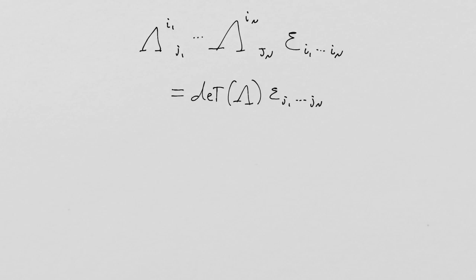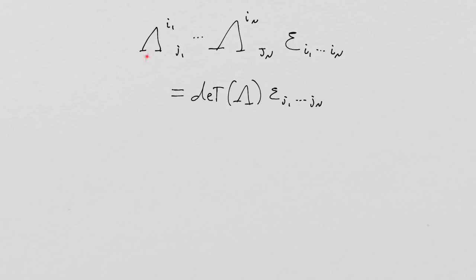This is actually an important formula to understand coordinate transformations later on. What it allows us to do is take a product of matrices with a Levi-Civita symbol, and replace all of this with the determinant of these matrices multiplied by the Levi-Civita symbol associated with these other indices. You can see how helpful this might be.